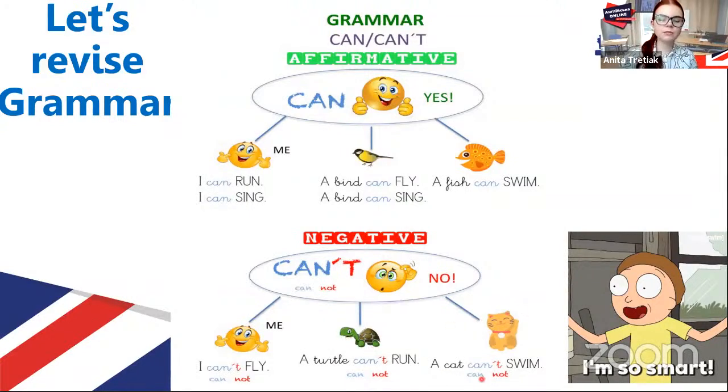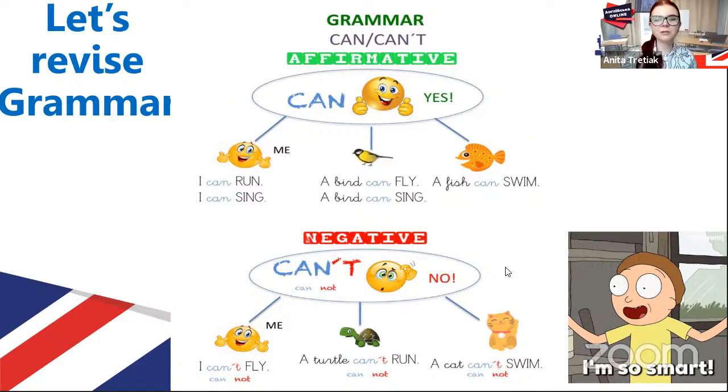And cat. A cat can swim, or a cat cannot swim. Yeah, that's the cat. No ability to swim here. That's why we say a cat can't swim. Yeah, and this guy, he's saying that he's so smart, and I'm pretty sure that you are smart too.